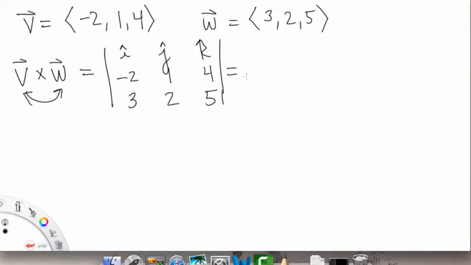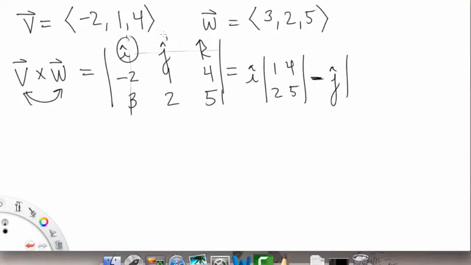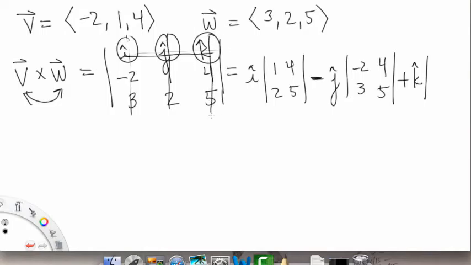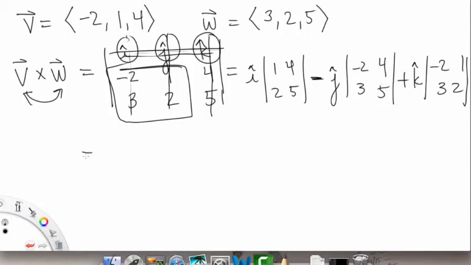Alright, so let's continue. So we have i hat, and then what our minors turn out to be, so if you circle i hat, then you cross out these ones, right? So we're left with 1, 4, 2, 5, okay? And then we have our minus j hat, and our minor here, our 2 by 2, is going to be -2, 3, 4, and 5. And lastly, we have plus k hat, and that's going to be, cross those out, so we're left with this minor, which is -2, 1, 3, and 2. Okay? So now that we have this, we're going to continue and follow all the way through.